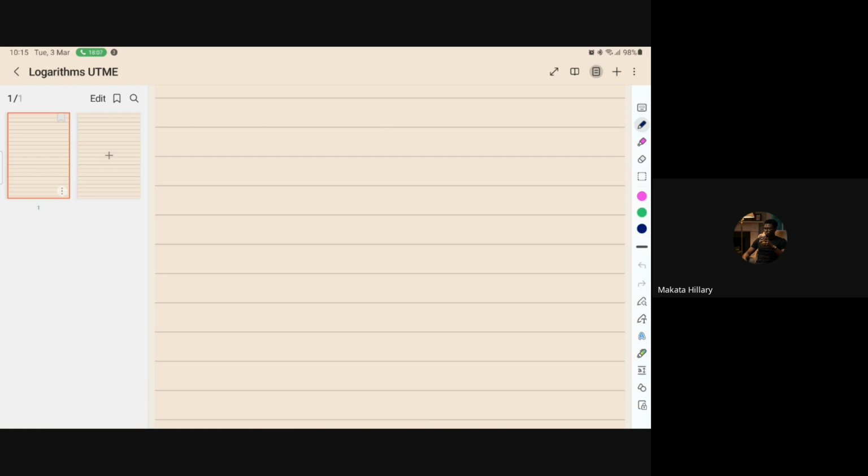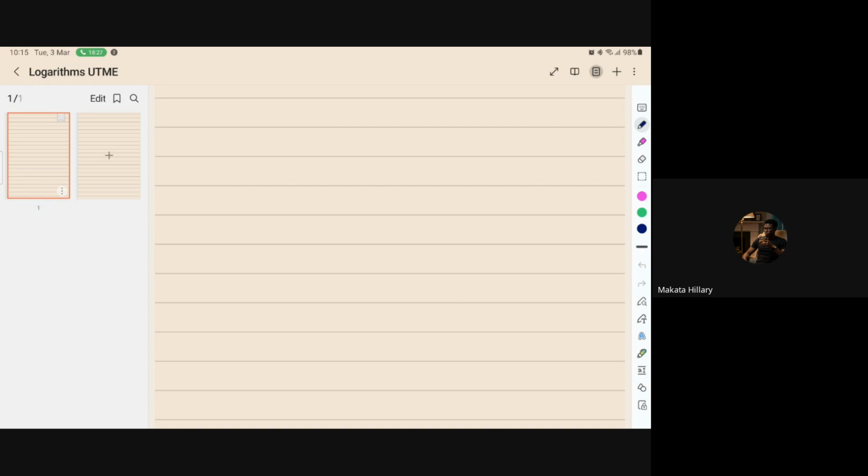All right. So, in the last class, we looked at indices, right? And for your indices, we solve different exponential equations. Our focus was on solving exponential equations, and today we'll be looking at logarithm.